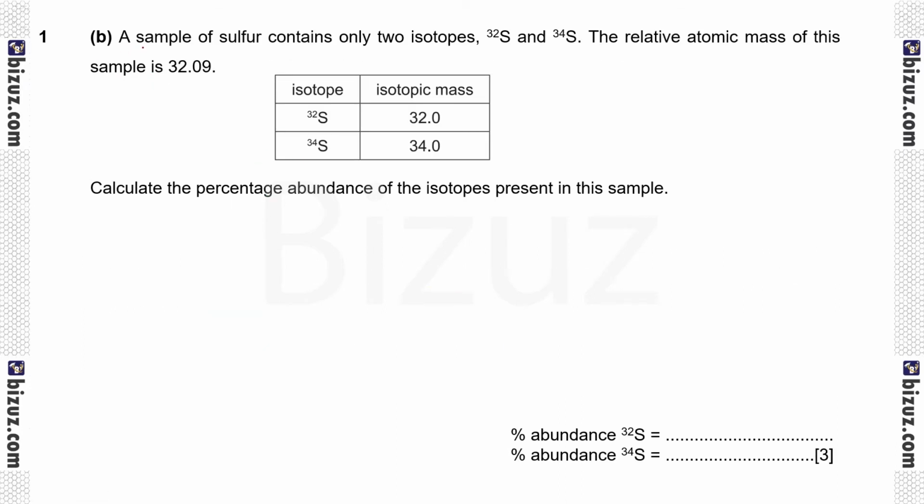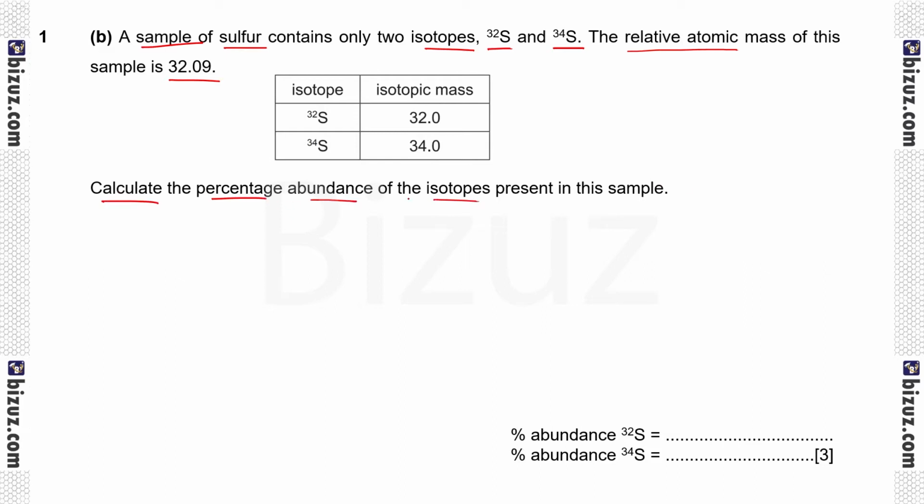Part B. A sample of sulfur contains only 2 isotopes, sulfur-32 and sulfur-34. The relative atomic mass of this sample is 32.09. The 2 isotopes are given and their isotopic masses are also given. Calculate the percentage abundance of the isotopes present in this sample.